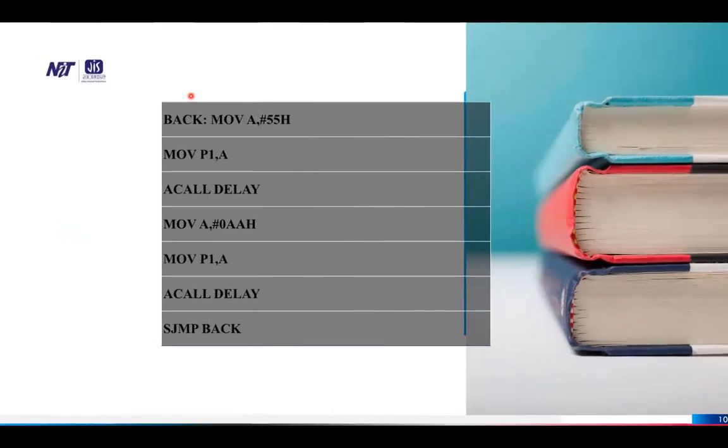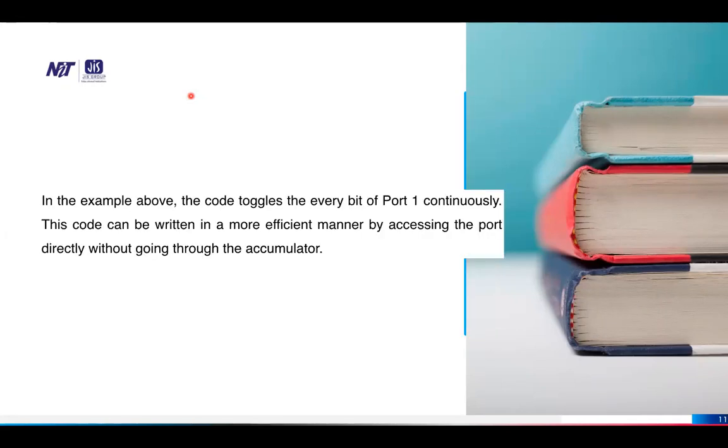BACK: MOV A, #55H. MOV P1, A. ACALL DELAY. MOV A, #0AAH. MOV P1, A. ACALL DELAY. SJMP BACK. In the above example, the code toggles every bit of port 1 continuously. This code can be written in a more efficient manner by accessing the port directly without going through the accumulator.